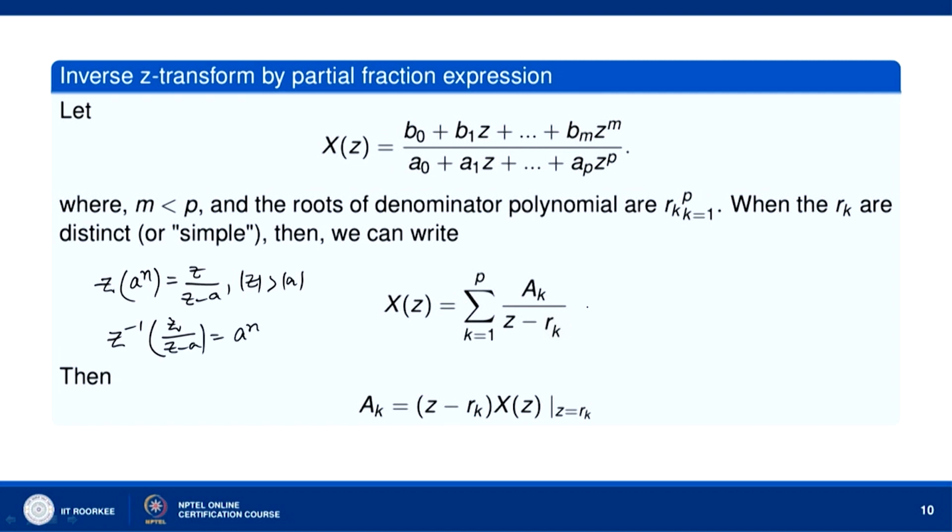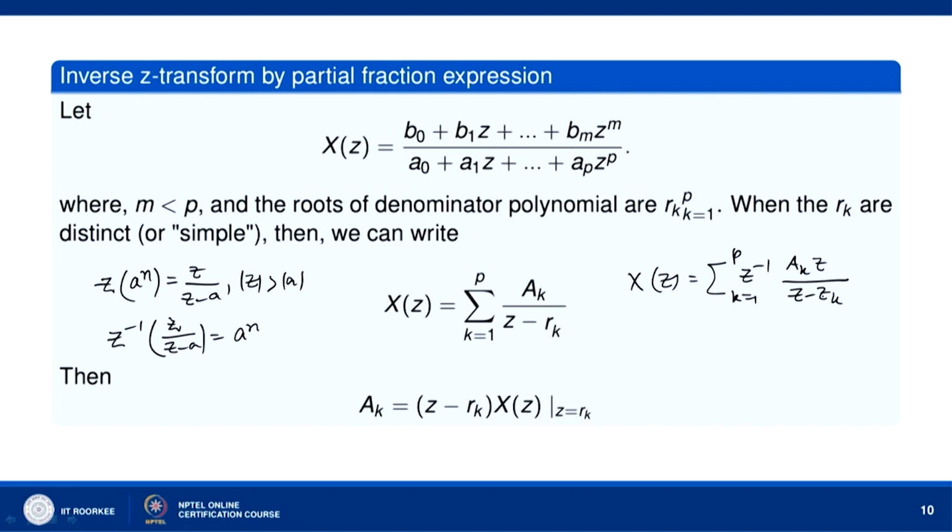Now, what we will do, we will write X(z) as sigma k equal to 1 to p z inverse into a k z divided by z minus z k.